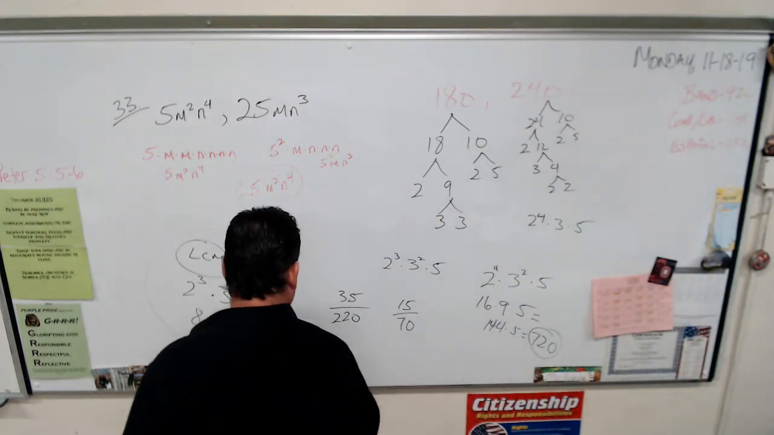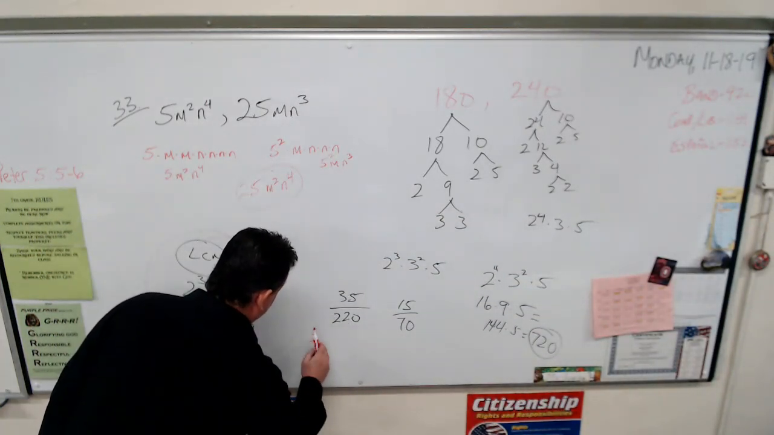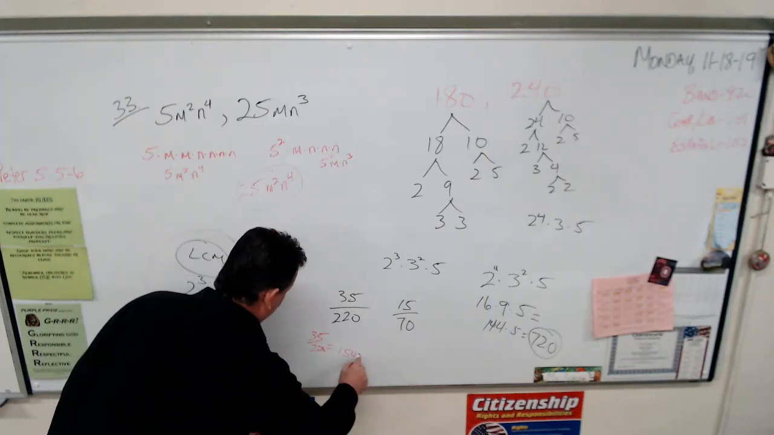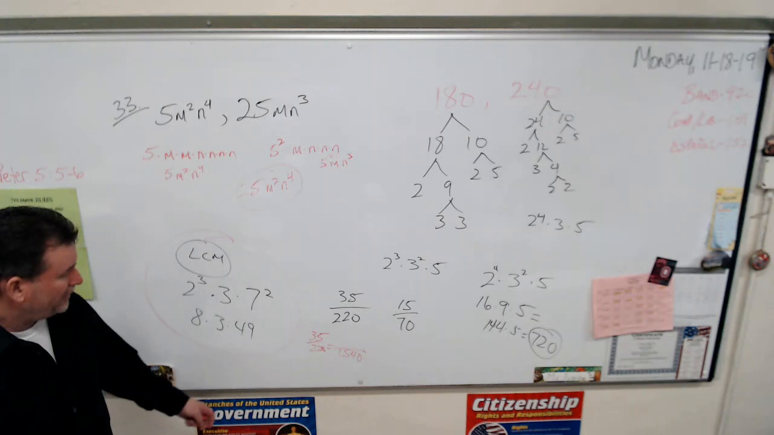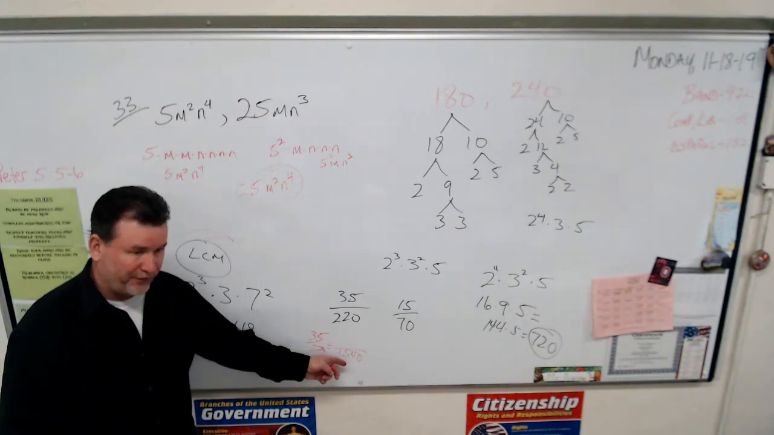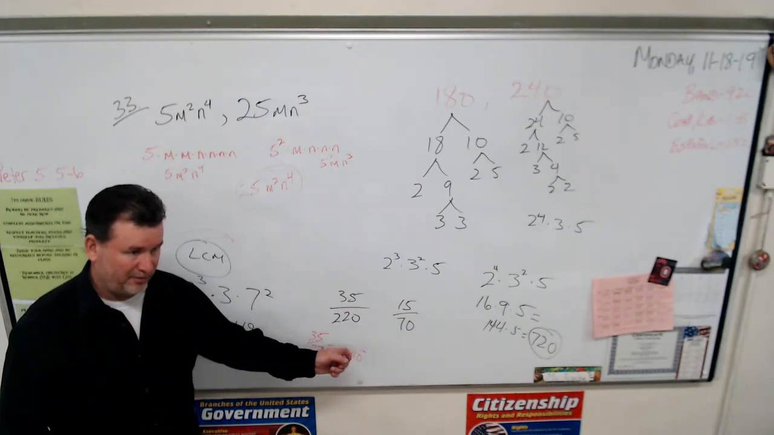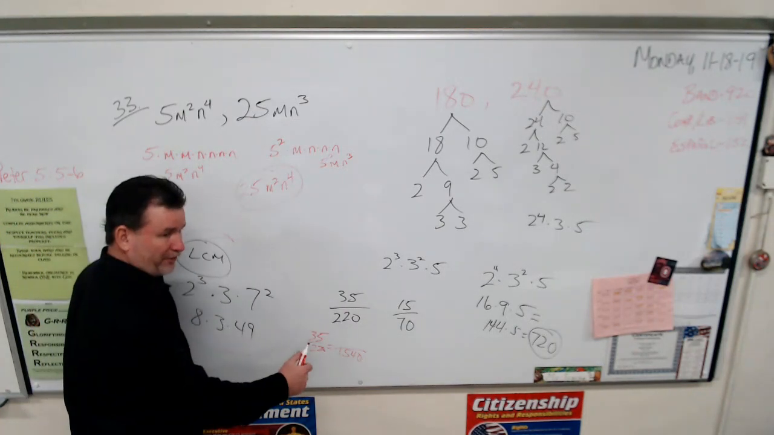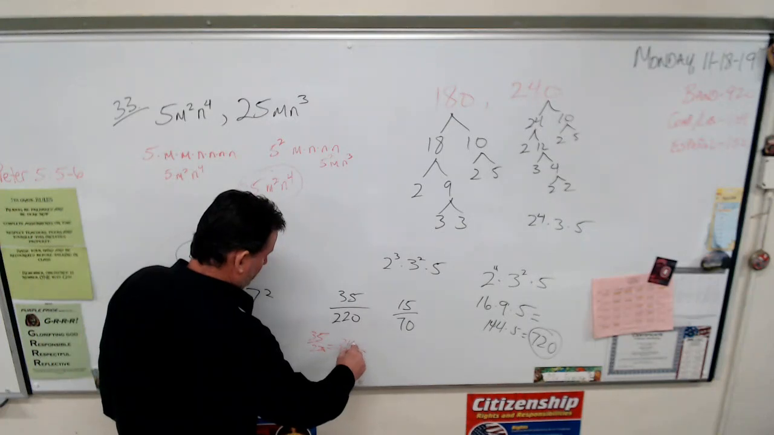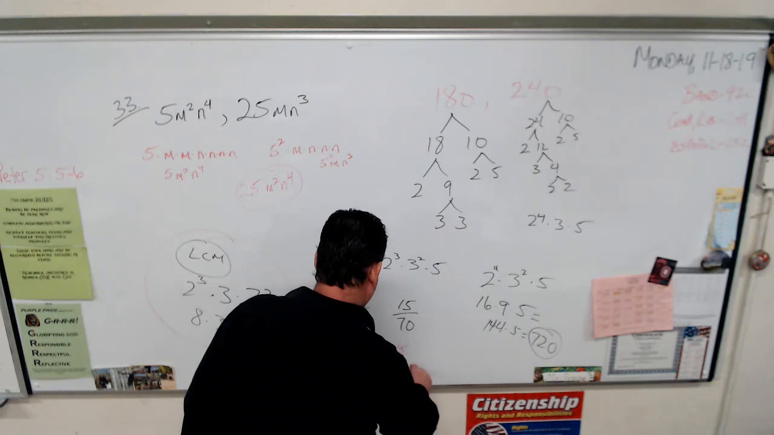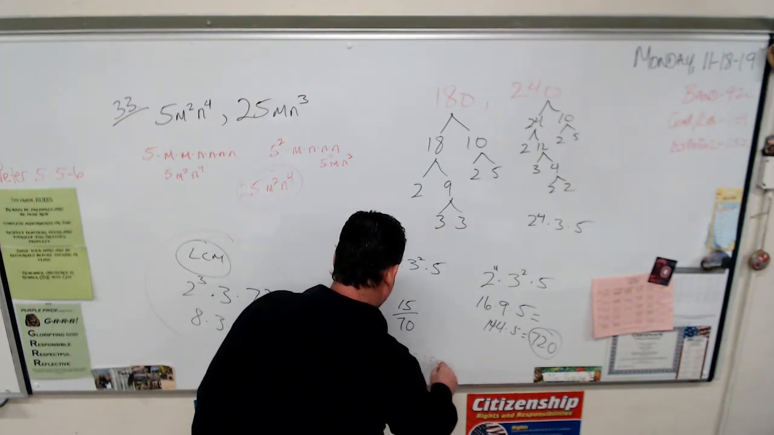So I got to make 35 over 220 equal to something over 1540. I just learned that it's 220. How do I get to 1540? 220 times 7. So what's 7 times 35? 245.